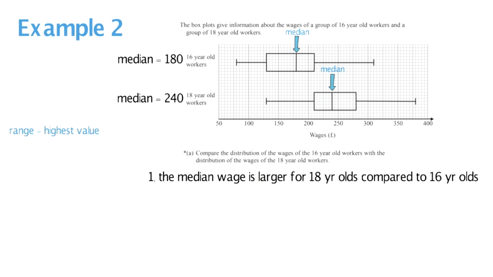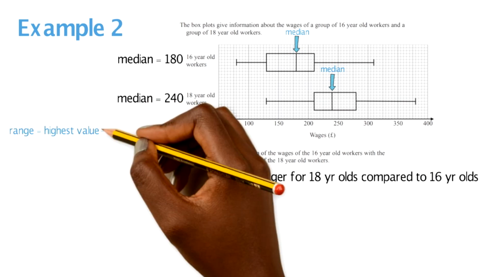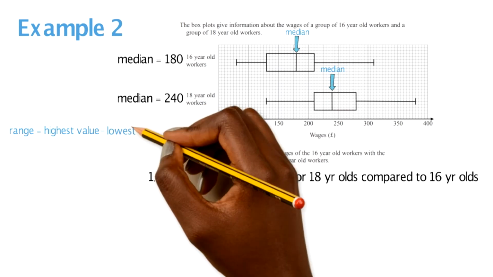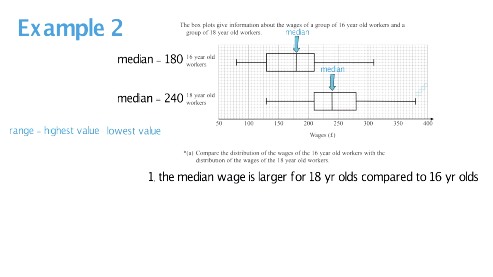And then now I'm going to compare the ranges. Last time I did interquartile range, but I'm just going to show you that you can do it for ranges as well. Just to refresh your memory, range is the highest value take away the lowest value, which, remember, are the tips, the sticks at the ends of the box plots. So that would be our highest values for both 16 and 18-year-olds, and then the other end would be the lowest values for both 18-year-olds and 16-year-olds.